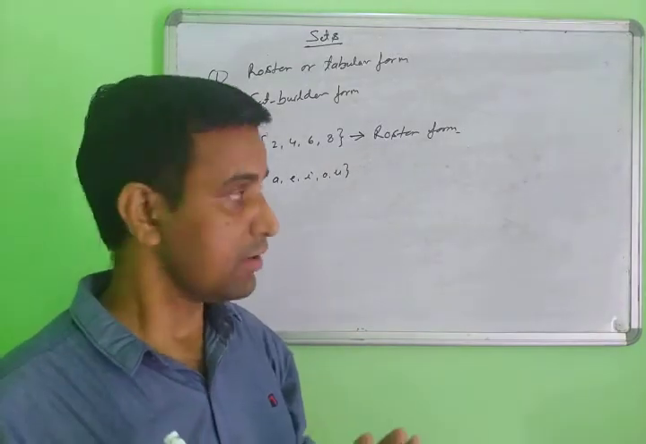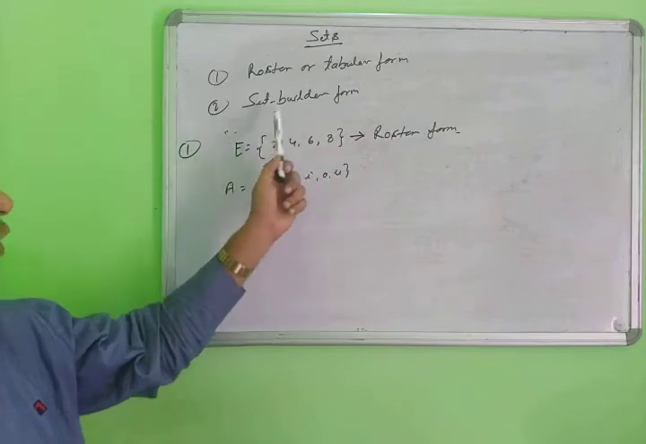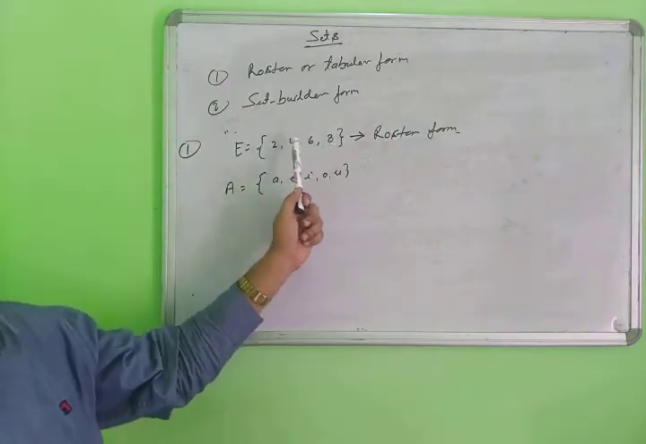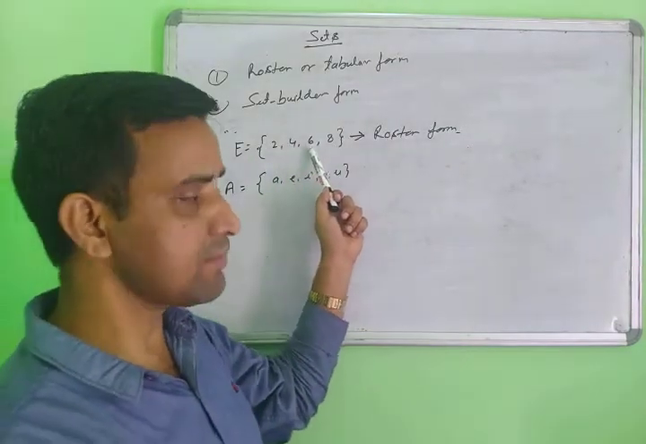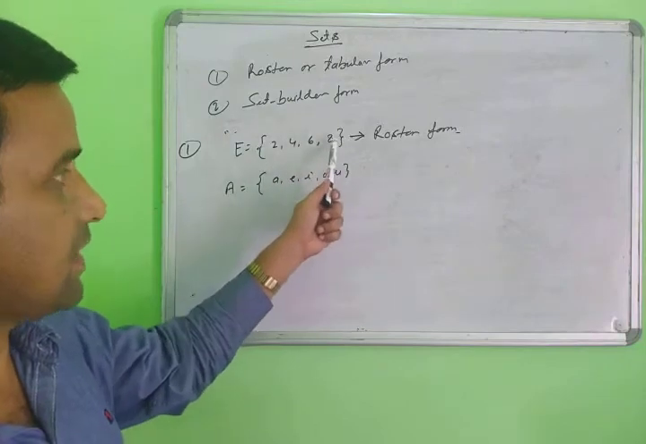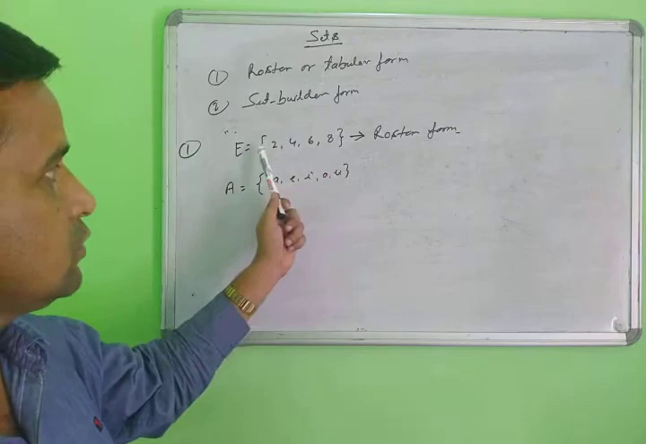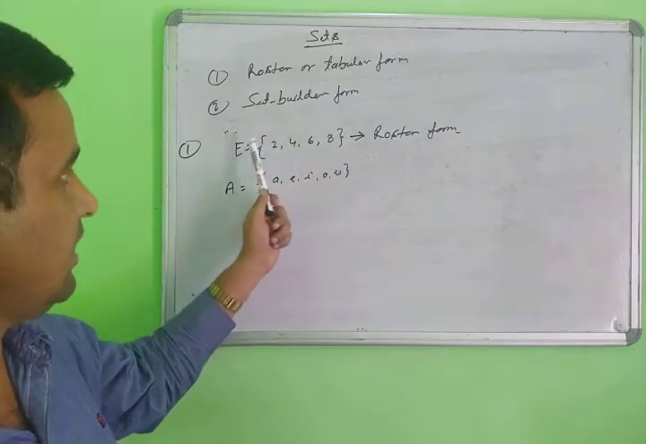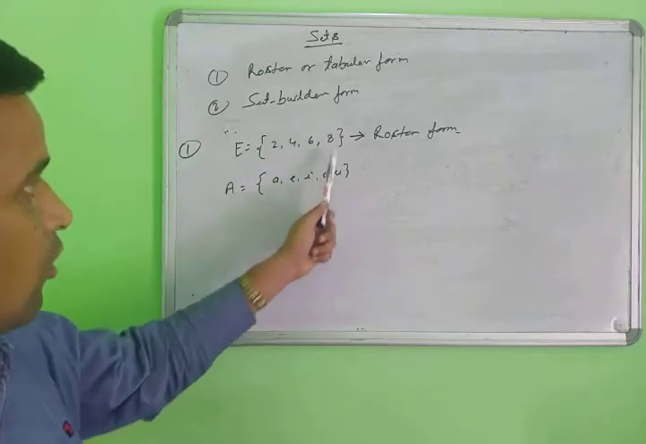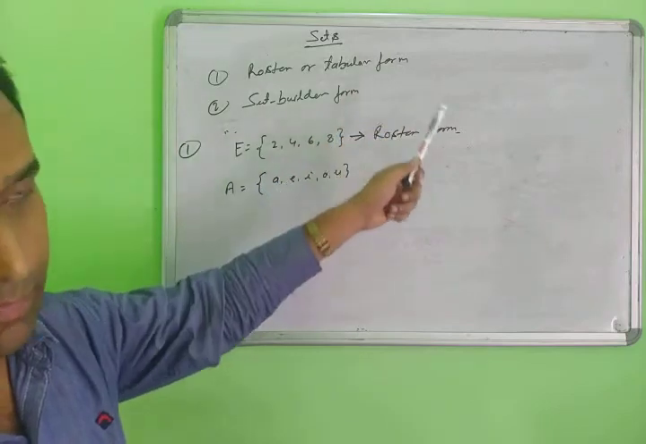This is the property of the roster form. Every element will be separated by commas and enclosed by curly brackets. Don't use simple brackets, don't use square brackets, always use the curly bracket and separate by commas. This form of the set is called the roster form, otherwise tabular form.